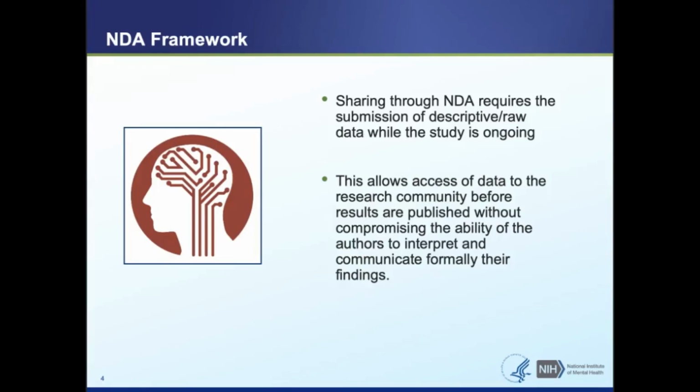The NDA framework states how data is available to the research community as soon as possible without compromising the ability of the authors to interpret and communicate formally their findings. So this means we make available raw data so that researchers can see what data are coming from other projects as they plan primary or secondary analysis of their own and identify opportunities for collaboration.